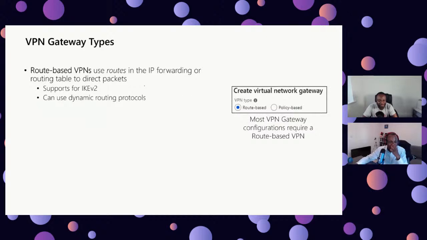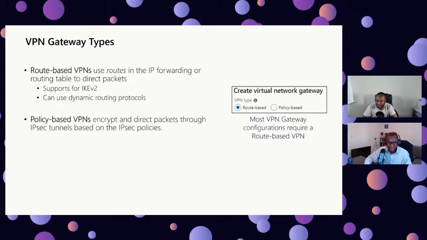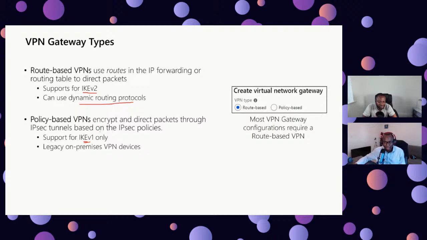Sorry about that. Okay, so we have the route-based VPNs. I'm not sure why Microsoft did this, as it just adds confusion. When we say route-based VPN, it supports IKEv2, right? When they say policy-based VPN, they're talking about IKEv1. I think they should have just called it IKEv1 gateway and IKEv2 gateway. When you're creating your VPN gateway, you can select route-based or policy-based. If you select route-based, you can do IKEv2 and use dynamic protocols like BGP. If you select policy-based, you can do IKEv1, and you have to manually define the routing for that. So those are the options that are available to us.